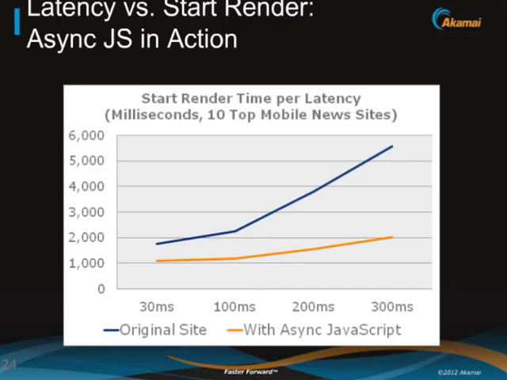And this is just a similar piece of data talking about the correlation between latency and start render. So these are the top 10 mobile news sites measured over increasing levels of latency, and taking a look at when did the page start rendering. And you can see that as the latency increases, the blue line is the original site, where as the latency increases, the time it takes to actually have something start render increases significantly, while if you use async.js, that remains pretty flat. You get some content, you give the user the feeling that the page is loading much earlier, even in high latency networks.